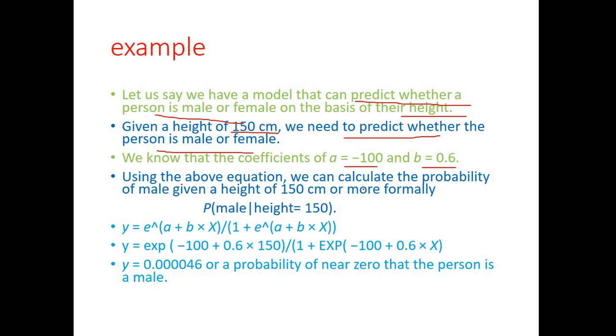Using the above linear regression equation, we can calculate the probability of male given 150 as the height of the person. We substitute these values in this expression. So we get e power a plus bx divided by 1 plus e power a plus bx. Here we are substituting minus 100 in place of a, and 0.6 in place of b. Finally we get the probability value y equal to 0.000046. This is nearer to 0, so the person has a low probability of being a male.